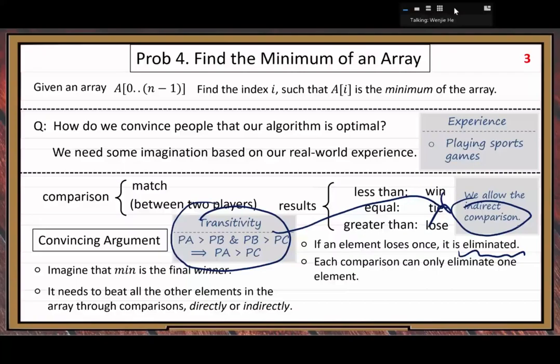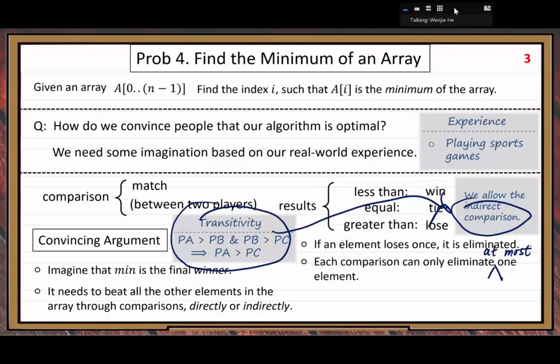But here, to be more accurate, I want to add something. Each comparison can only eliminate at most one. Slightly better. Why at most? That means eliminating zero. Yeah, so this situation is useful.